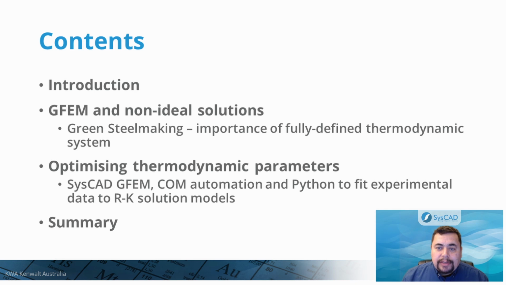I will start with a brief introduction and context of this presentation's main topic. First, by describing the importance of using fully defined thermodynamic models for the simulation of a steelmaking with hydrogen process, and how this problem was approached and solved using SysCAD Gibbs Free Energy Minimizer and its PGM programming language, used as a general controller in unit models. Then I'm going to expand on the concept of using non-ideal thermodynamic solution models by showing an example of optimizing parameters for a binary mixture. This time uses SysCAD, COMS, automation, and Python.